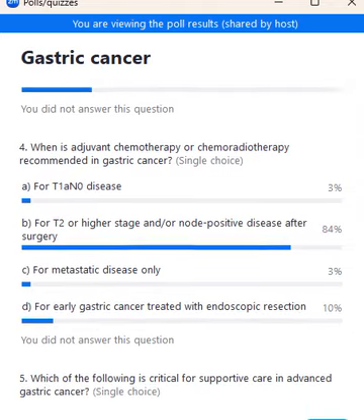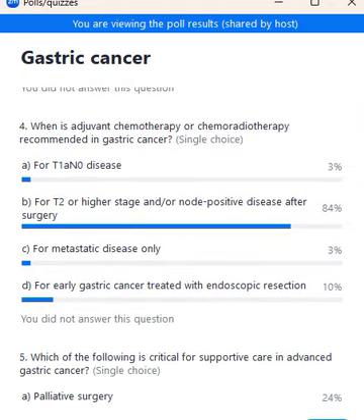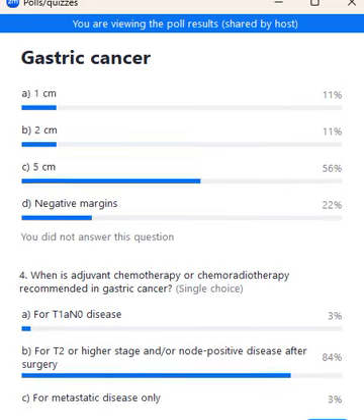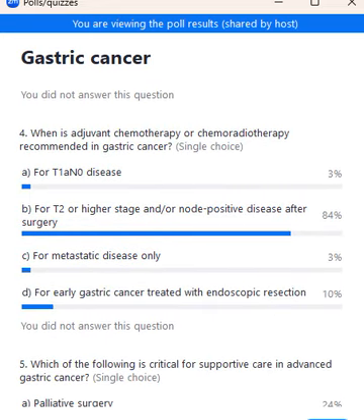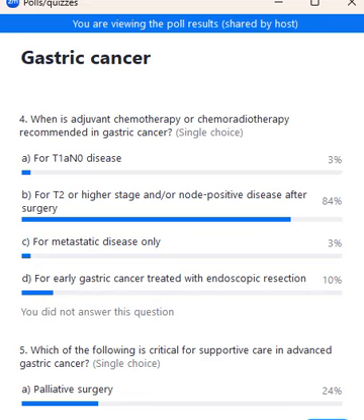Only 22% of students gave the correct answer. Question number 4. When is adjuvant chemotherapy or chemoradiotherapy recommended in gastric cancer? Option A was for T1A and N0 disease. Option B for T2 or higher stage and/or node positive disease after surgery. Option C for metastatic disease only. And option D for early gastric cancer treated with endoscopic resection.